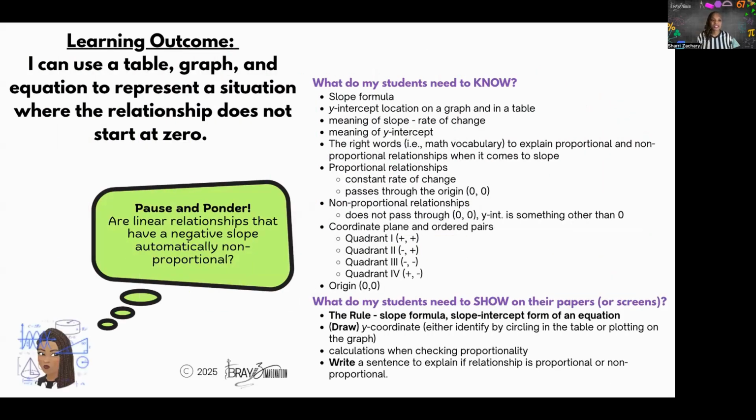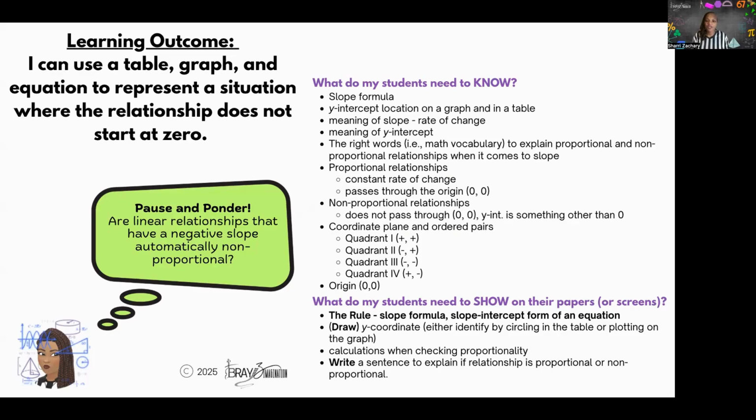So what are we learning today? We want to start with our learning outcome. I can use a table, graph, and equation to represent a situation where the relationship does not start at 0. Or another way of saying that is that it doesn't pass through the origin. But the key here is we are looking at non-proportional situations. And we also want to make sure that our learning outcome is always in student-friendly language.